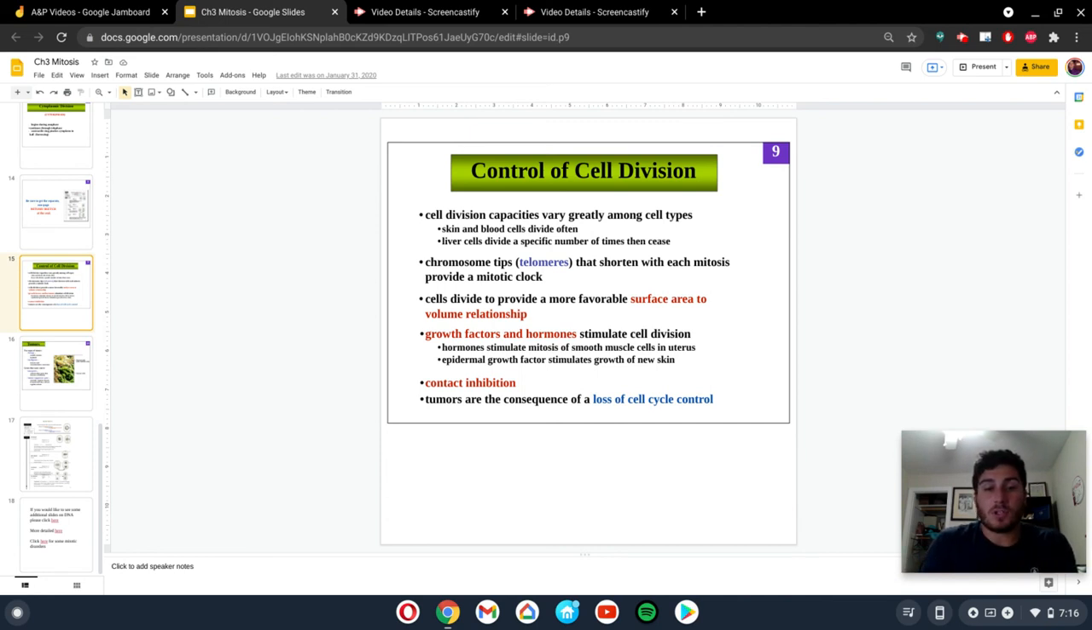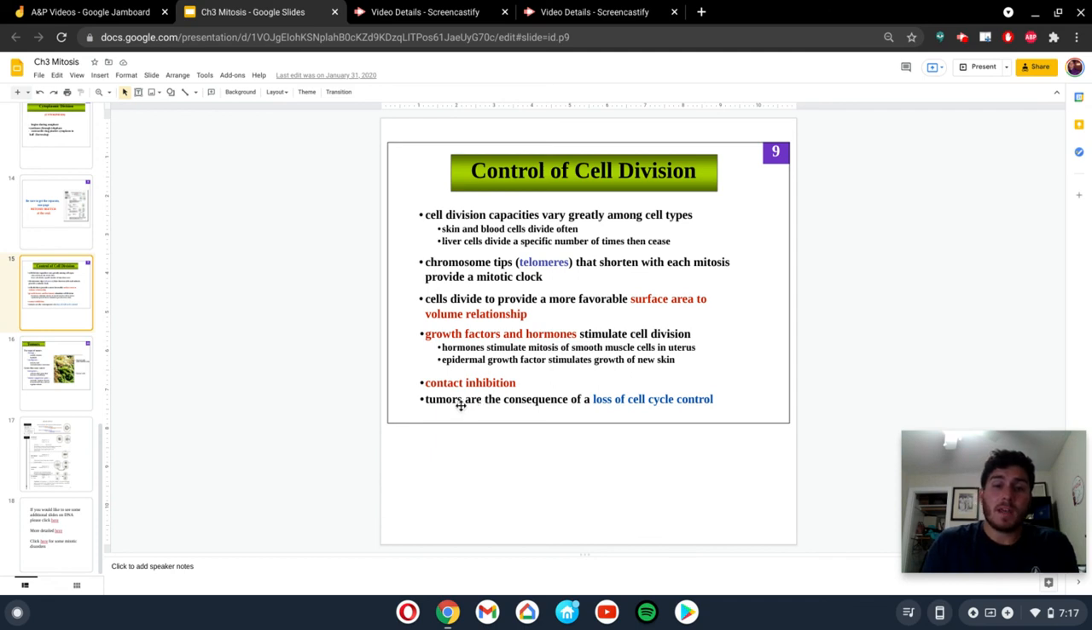Contact inhibition. So hopefully this works. In other words, if two cells are touching one another, they are in contact, and therefore they will inhibit one another from dividing. What that means is they prevent each other from dividing. That's good. You don't want to keep dividing nonstop forever. If you divide forever, that's called cancer. You create a tumor. Don't want that.